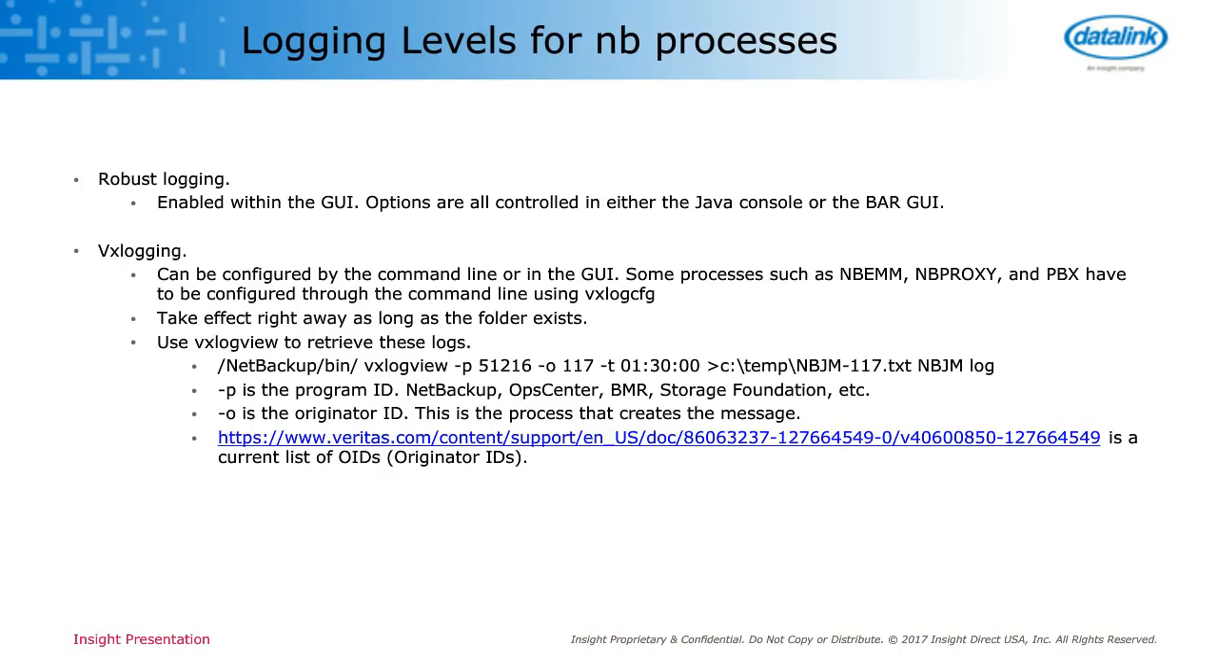The nice part about using vxlogview, if you just want to see everything that's going on for every product, is you can simply get rid of the -P and -O and say vxlogview -T 01:30:00, and that's everything for the last 1 hour, 30 minutes, and dump it out to a text file. Of course, you can change this to whatever you want. So it gives a lot of flexibility for pulling out specific information.